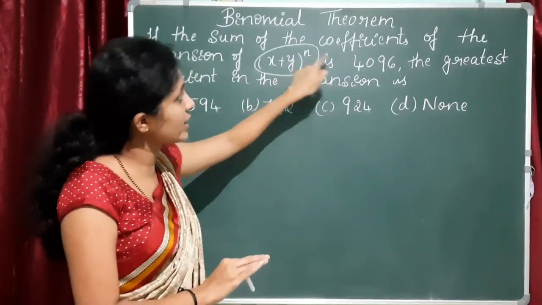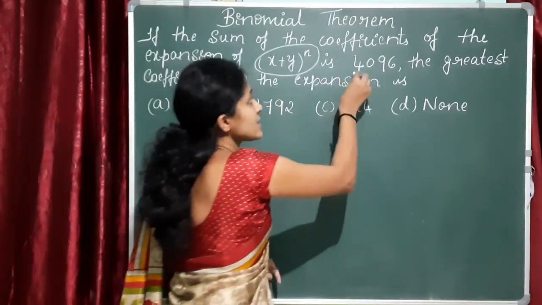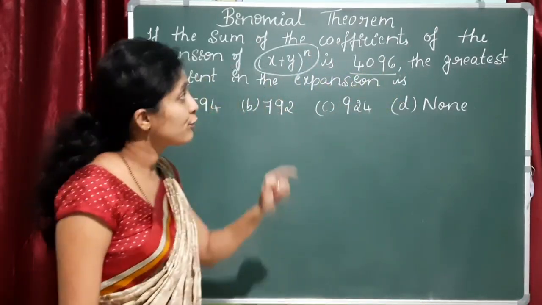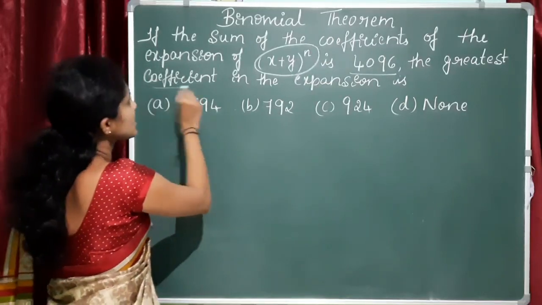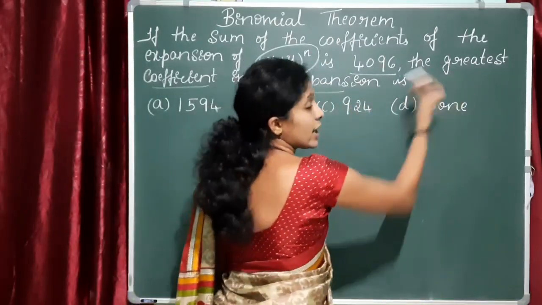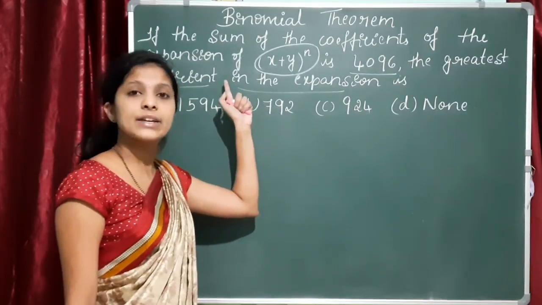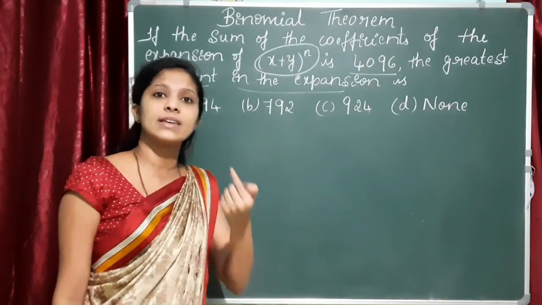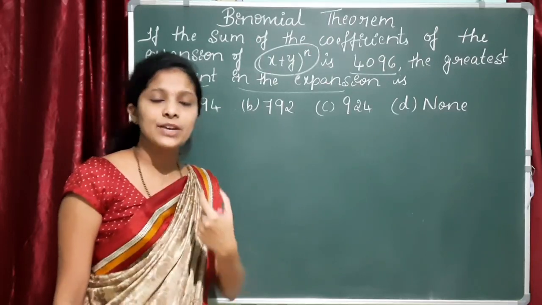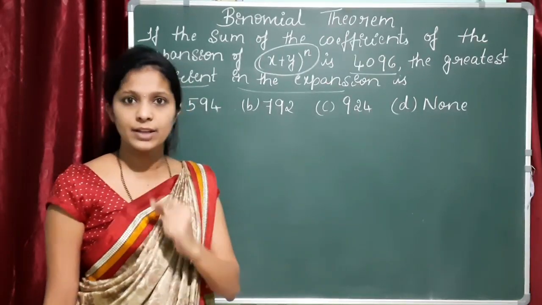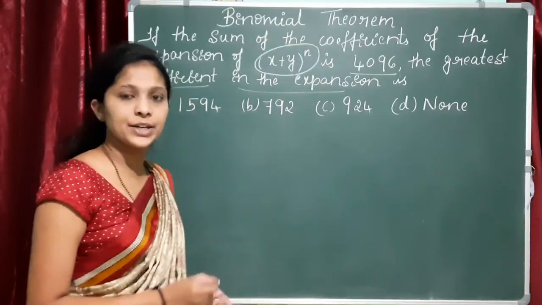Now, it is given that the sum of the coefficients is 4096. We are going to find the greatest coefficient in the expansion. We have a formula for this. If n is even, there will be one formula. If n is odd, then there will be another formula. First, we'll find the greatest coefficient.